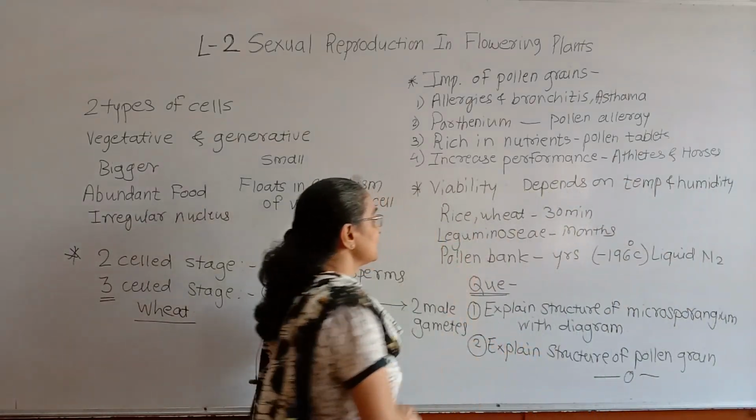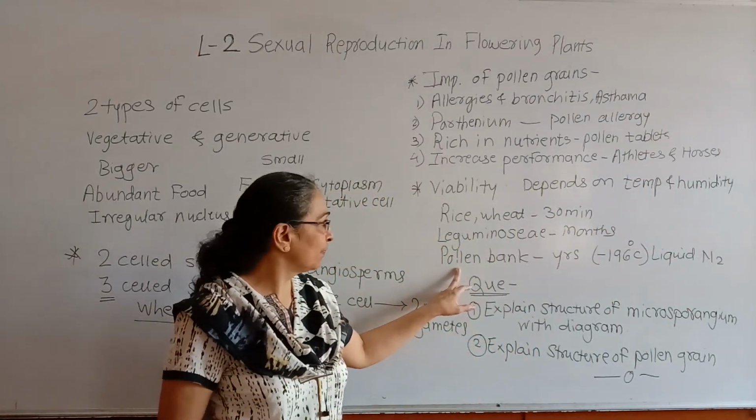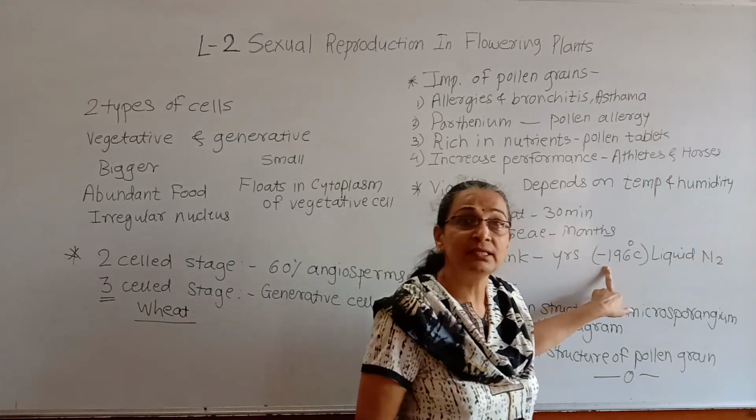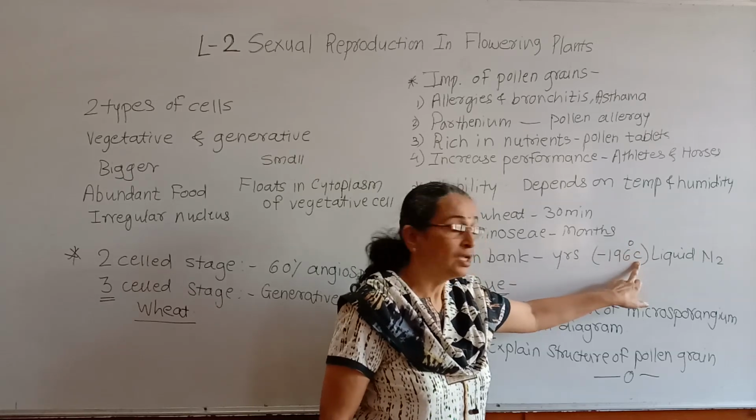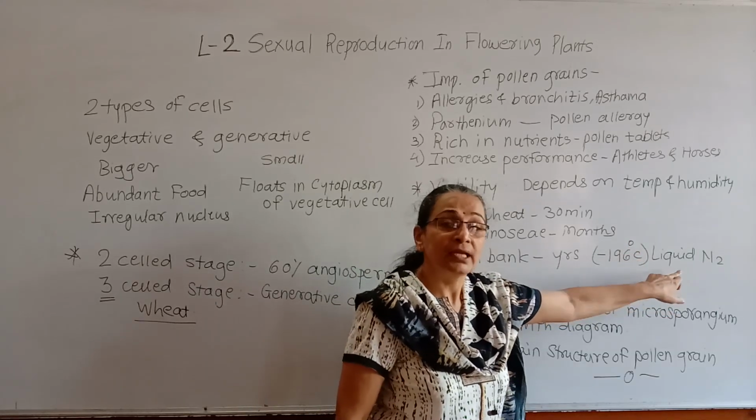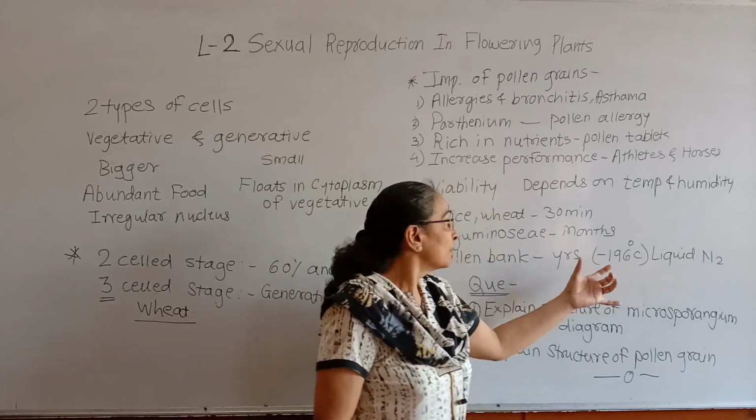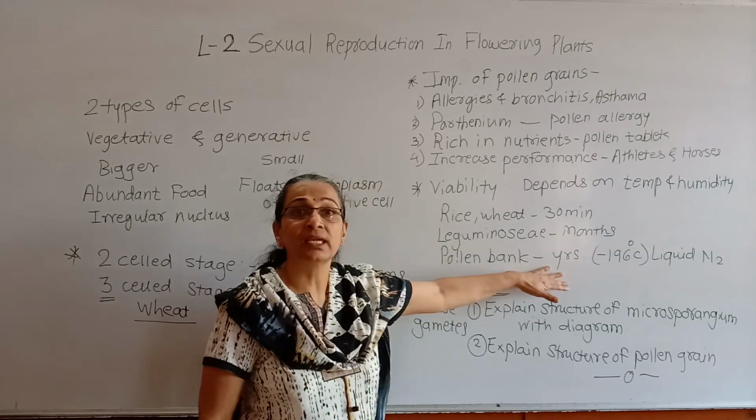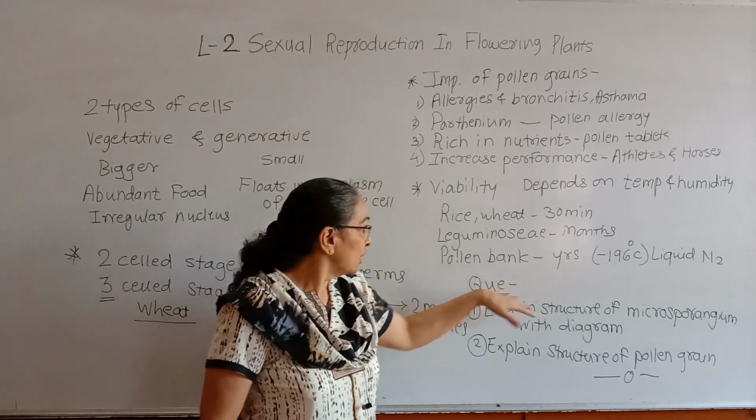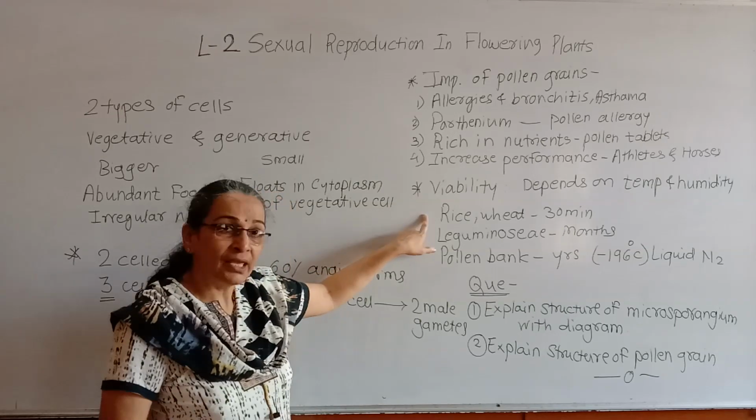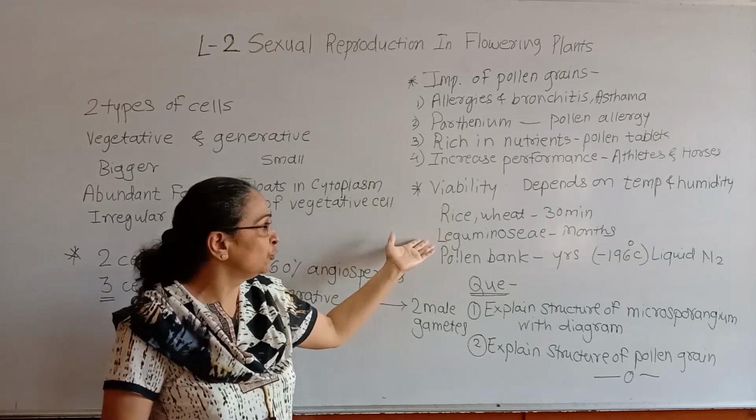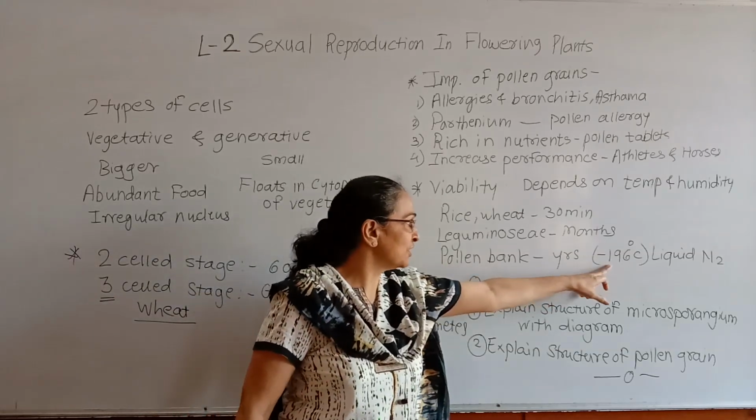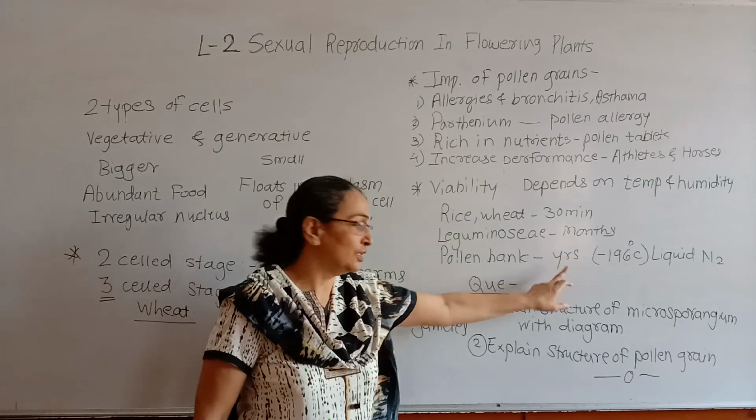In certain cases, like in a pollen bank, the pollen grains are stored at -196 degrees Celsius by using liquid nitrogen. That process is called cryopreservation. You can preserve the pollen grains for years. So the pollen grain may be viable naturally for a few minutes to a few months, but artificially, if you preserve it by cryopreservation, it can be preserved for years.